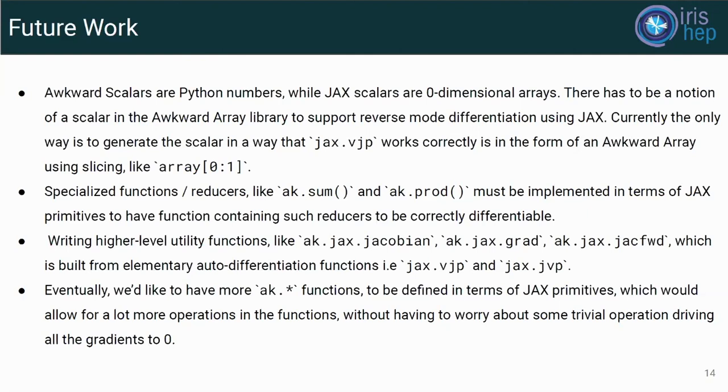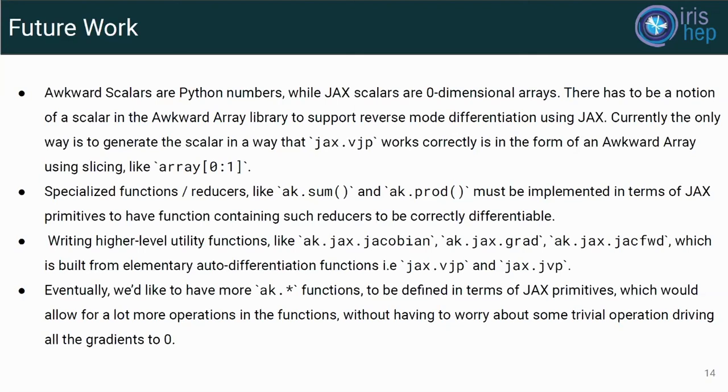Again, since jax.vjp and jvp are building blocks of differentiation, we could write higher utility functions like jax.jacobian, jax.grad and jacfwd, which basically automate the tangent finding process. But we can pretty much do that easily since we have the building blocks of auto-differentiation. And finally, we'd like to have more ak.* functions like ak.sum, ak.prod, ak.Array, and so on, defined in terms of Jax primitives, which would allow for a lot more operations in the functions, without having to worry about some trivial operation driving all the gradients to 0.